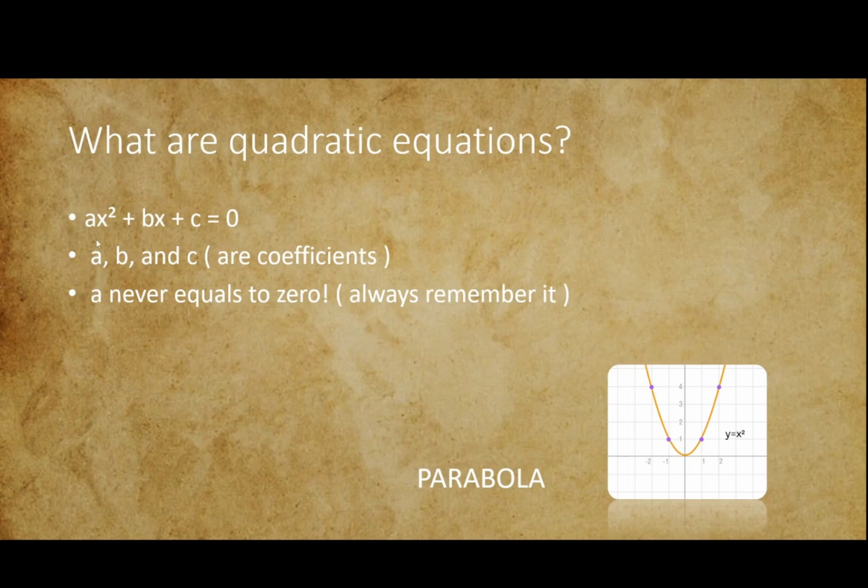Always remember it. a here never equals 0. Never. Why? Because if a equals 0, x to the power of 2 disappears. In that case, we have only bx plus c equals 0. It's a linear equation. So the maximum power of our quadratic equation is 2. Here you can see the graph of the quadratic equation, which is a parabola.